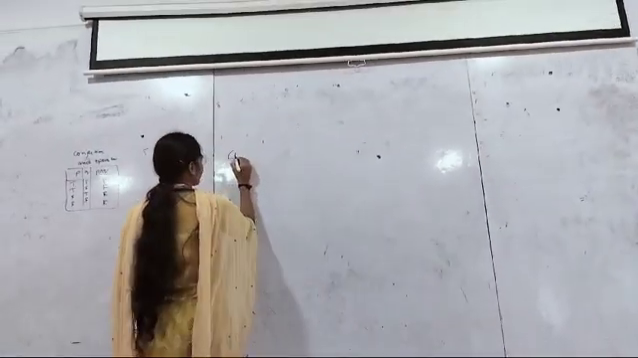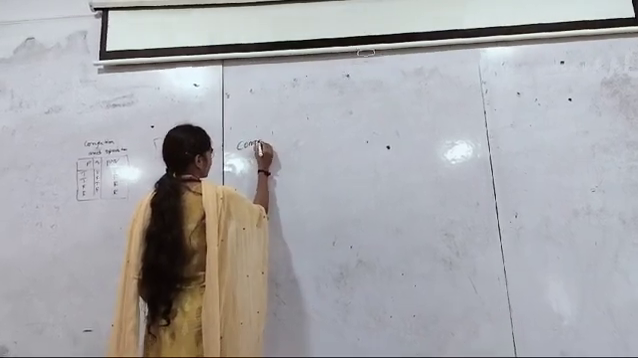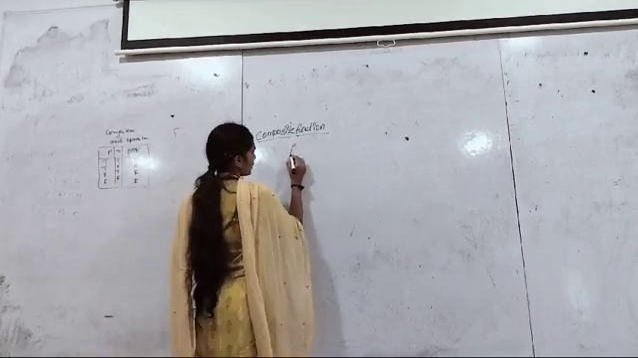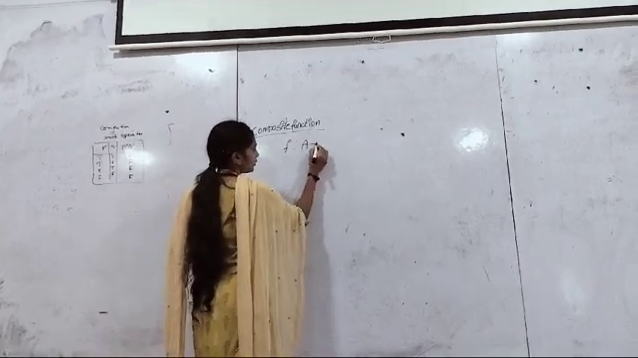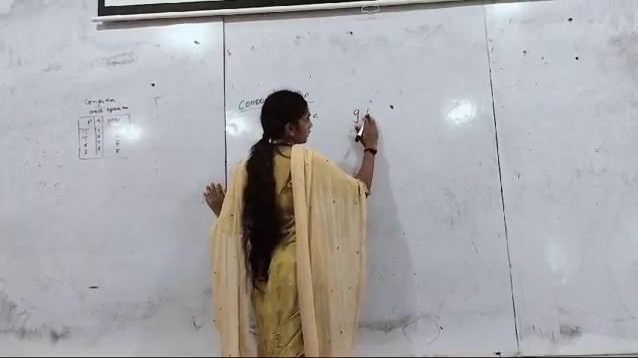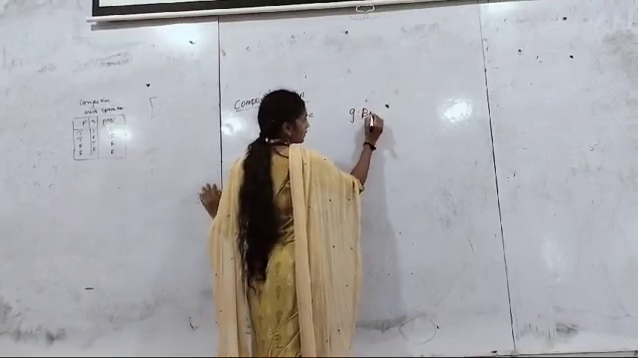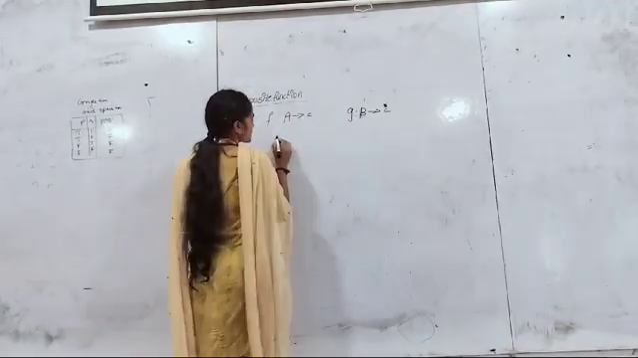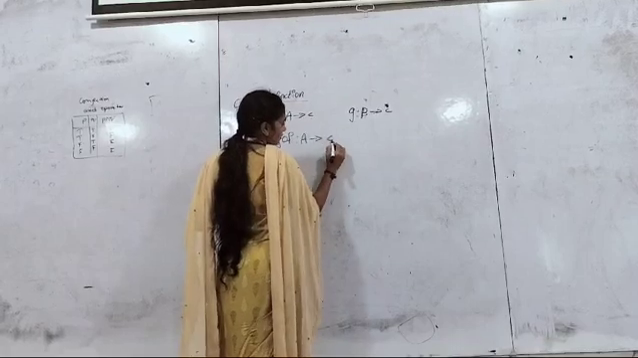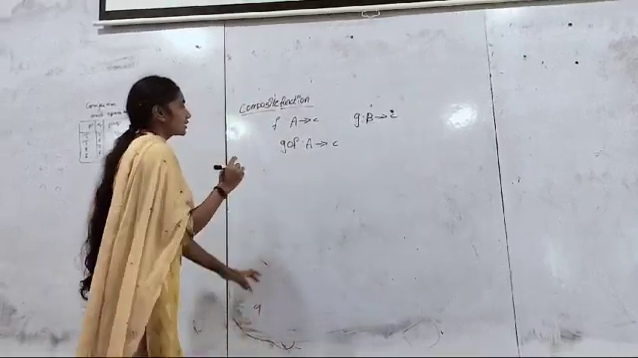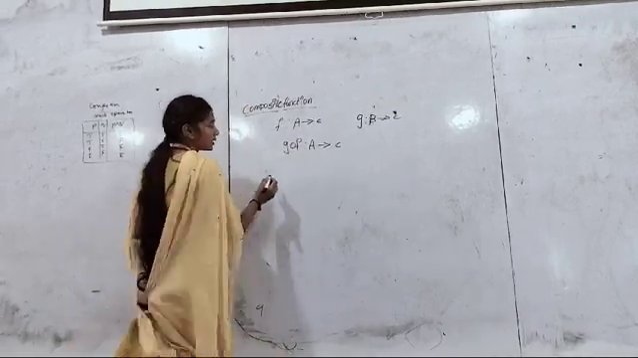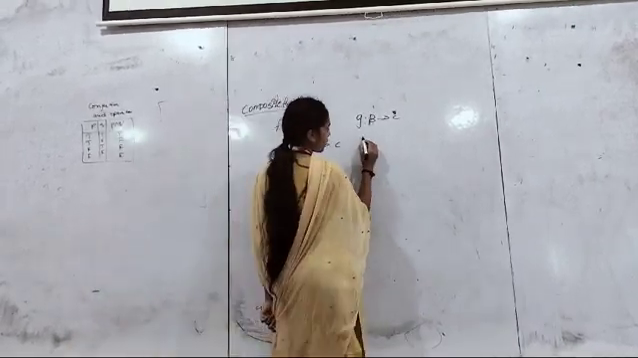So, f is from A to C, and g is from B to C. Then g of circle is A to C, and it is also the same as f of circle is B to C.